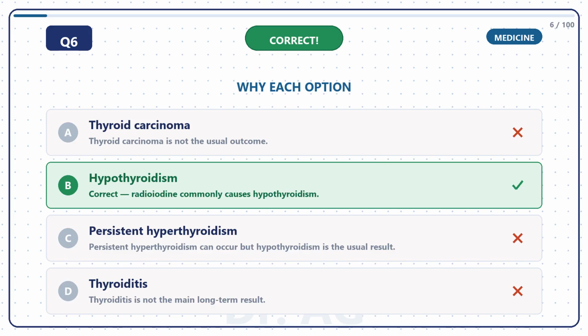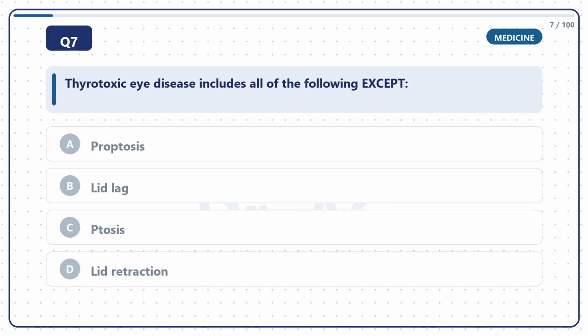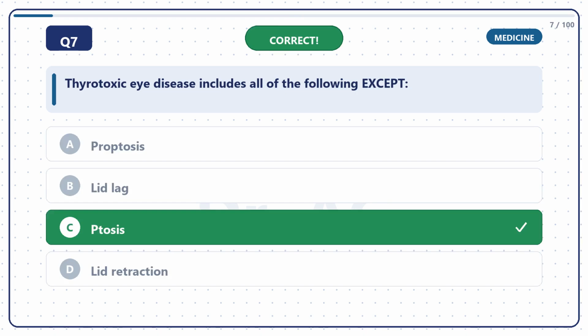Hypothyroidism. Question 7. Thyrotoxic eye disease includes all of the following except option A, proptosis. Option B, lid lag. Option C, ptosis. Option D, lid retraction. The correct answer is option C, ptosis.